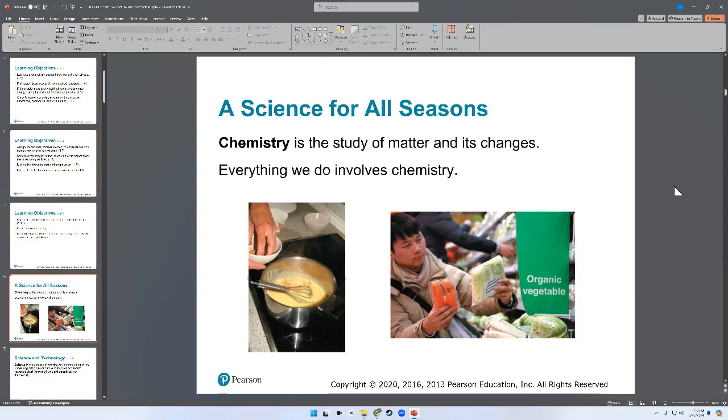Okay. So the science for all seasons, this is one of the ways people like to talk about chemistry. Chemistry is the study of matter and its changes. Everything we do involves chemistry. Everything we are is chemistry, at least physically, maybe not spiritually. Everything around us is chemistry.